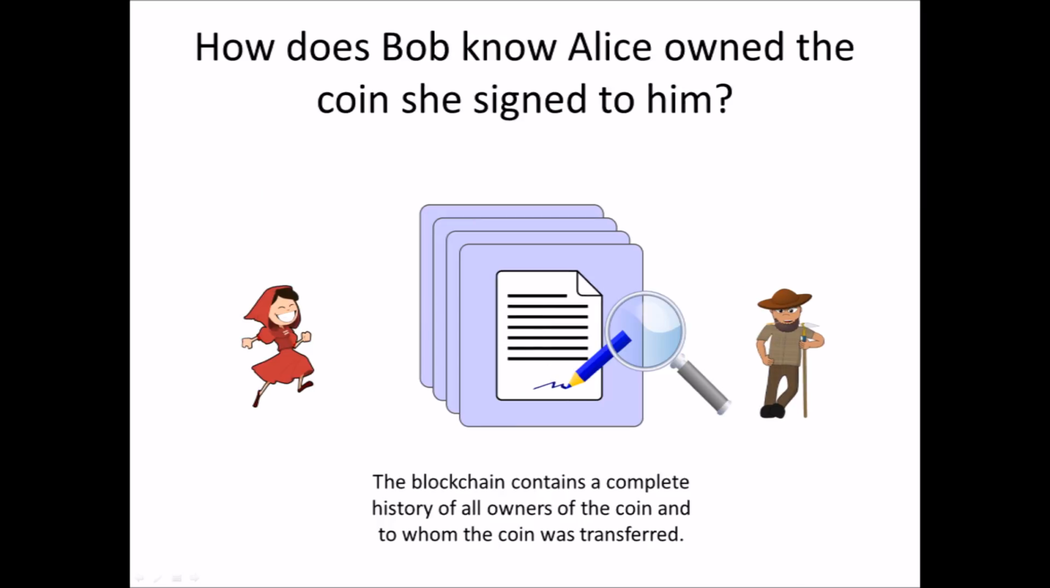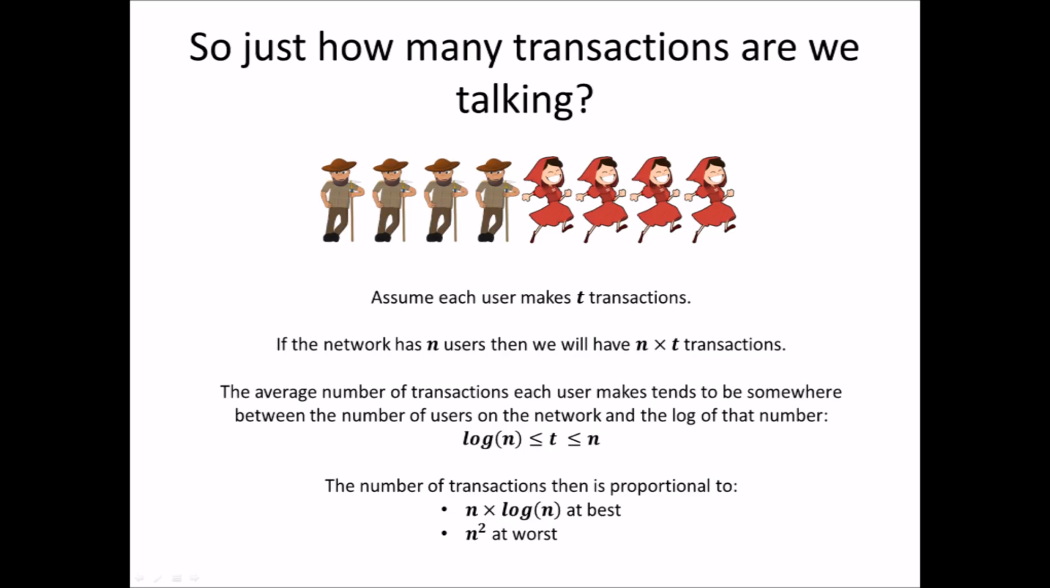So far so good, but how does Bob know that Alice had the right to transfer him the coin in the first place? Well, it's quite simple. Bob can look up all previous owners of the coin and trace the chain of ownership from the first owner to Alice and then finally to himself. So just how many transactions are we talking here?